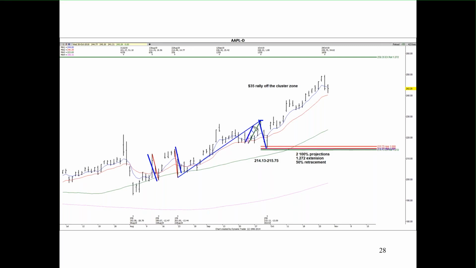We had an extension of this low to this high swing extended downwards. And I also had a 50% retracement of another swing. So that was the cluster, 214.13 to 215.75, that showed up on the daily chart. And typically, if you want to just look at it for a day trade, you can use something like a 1 minute or 2 minute chart for an entry.